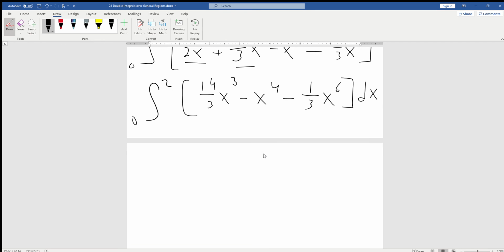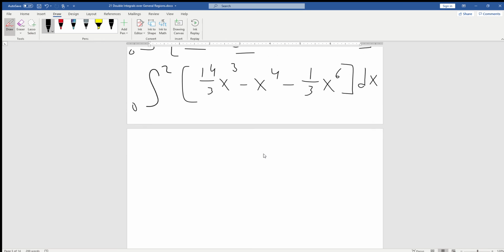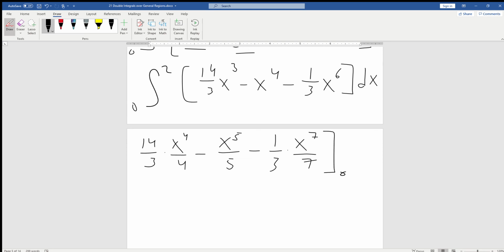All right. I'm going to continue to finish this by using the fundamental theorem of calculus one last time. We're going to evaluate the antiderivatives. Okay, so we're going to get 14/3. Antiderivative of x cubed is going to be x to the 4th over 4 minus x to the 5th over 5 minus 1/3 x to the 7th over 7, from 0 to 2.